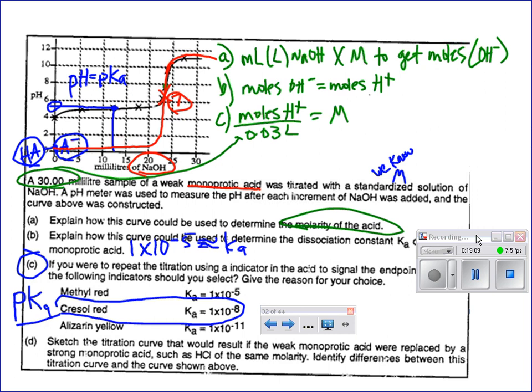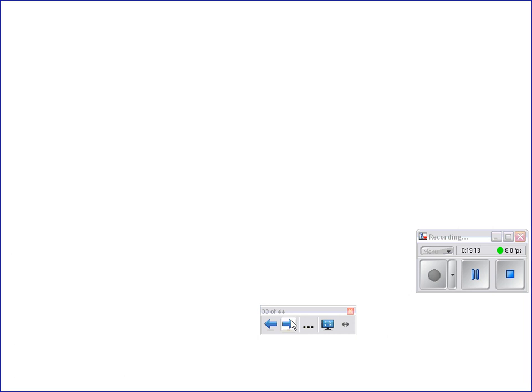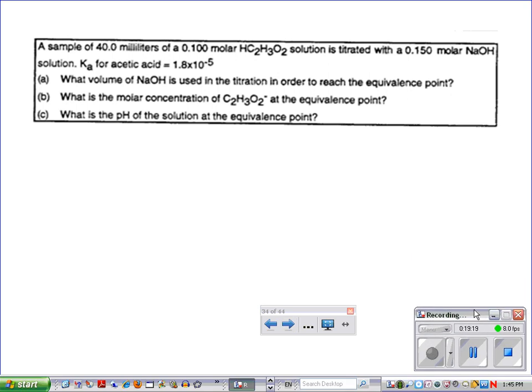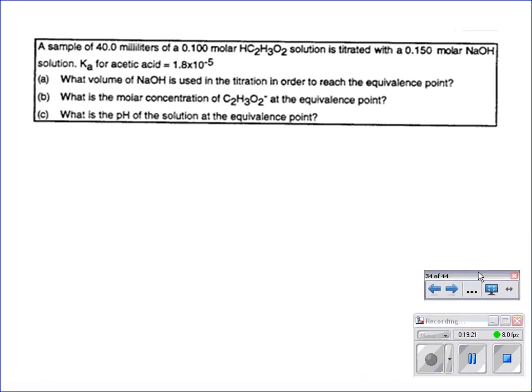Okay, that's that problem. Now let's do a little math review problem, the next one. You'll need calculators for this bad boy. A sample of 40 mL of acetic acid is titrated with 0.150 molar OH minus. Forget the word titrated, just go back to classifying over here. What kind of problem is that? It's an invasion. We need an invasion equation.